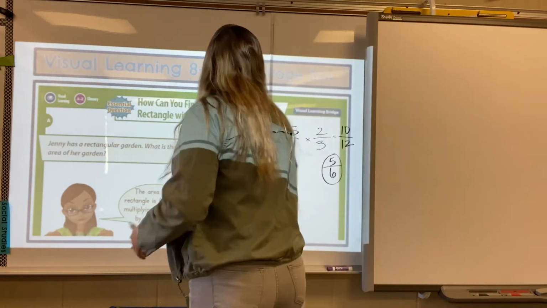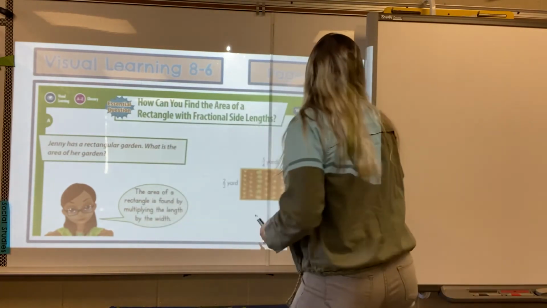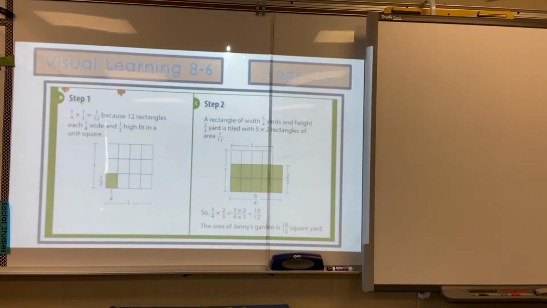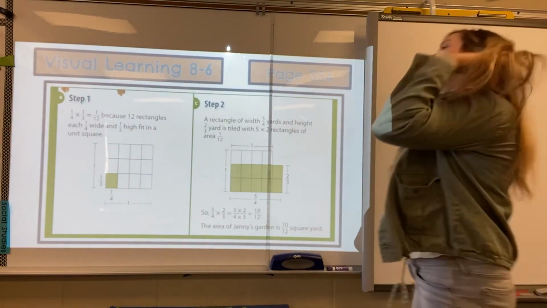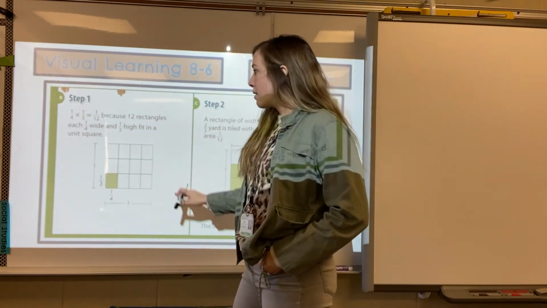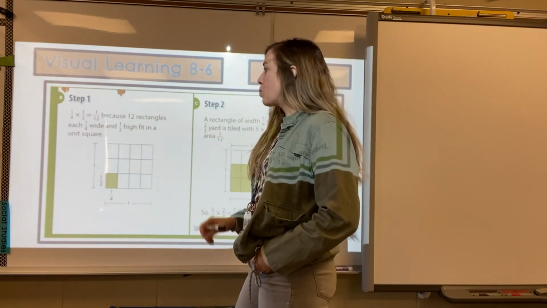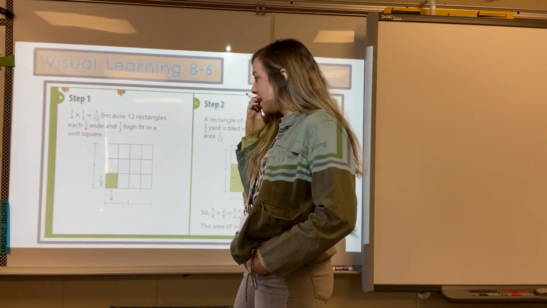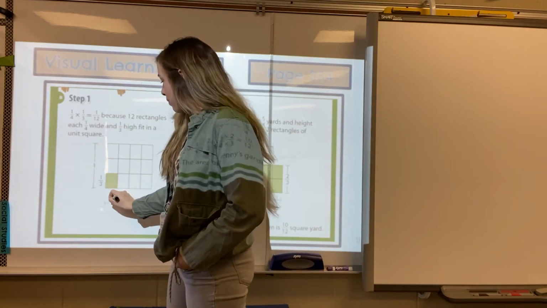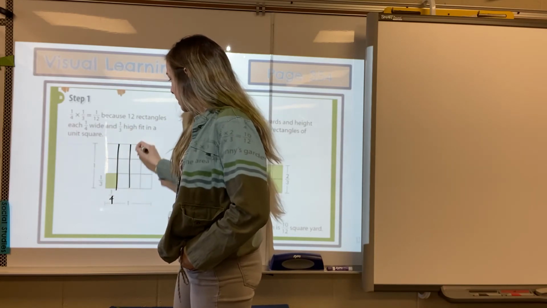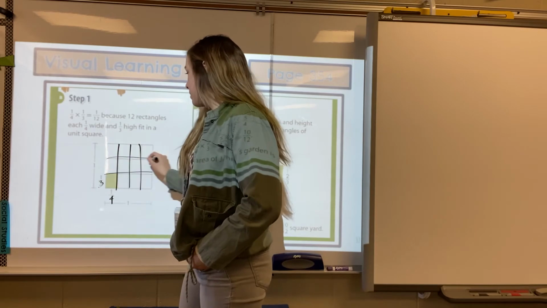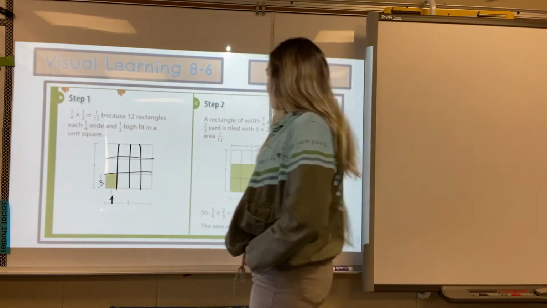Okay, let's look at the drawing that they have down below and the ways they are going to have us solve this. So they have their 1/4 times 1/3 is 1/12 because 12 rectangles, each 1/4 wide and 1/3 high, fit in a unit square. So they just split it up. Here's what they did. Fourths, you see that 4? They went split, split, split into fourths. And you see this 3? They went split, split, and they've got thirds right there.